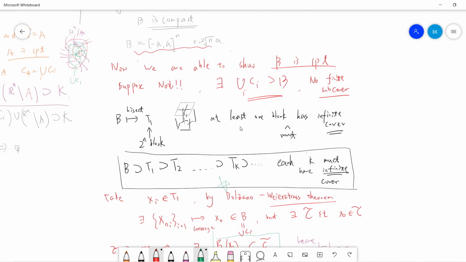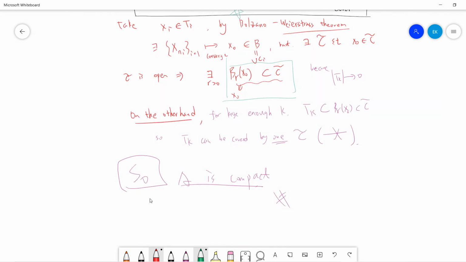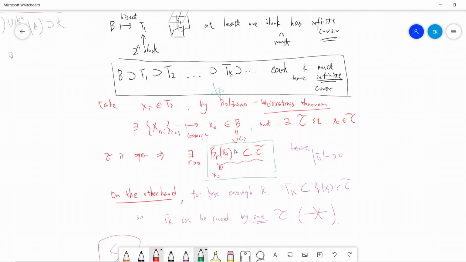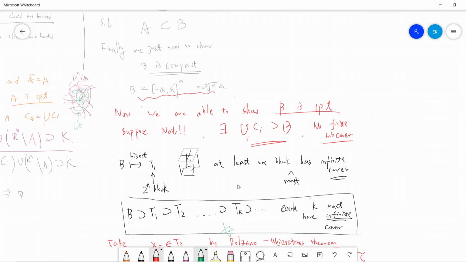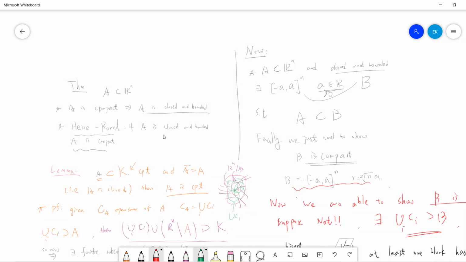But this contradicts our assumption. Our assumption is that each Tk must have an infinite cover, right? But we proved that there exists some large enough k such that Tk is covered by one such C tilde. So this is a contradiction. That means B is compact, and A is a closed subset of a compact set, so by the lemma A is compact. So this proves the Heine-Borel Theorem.